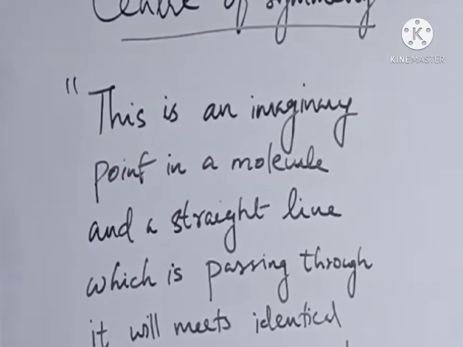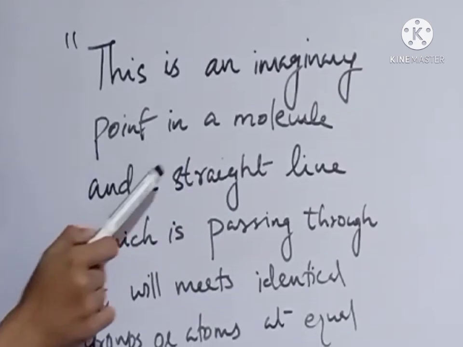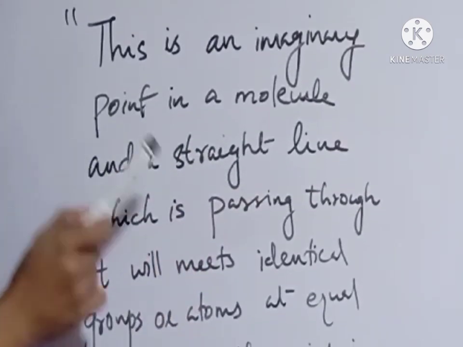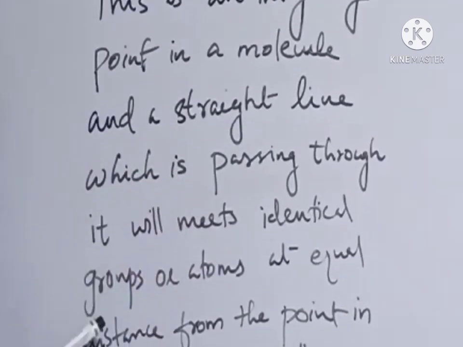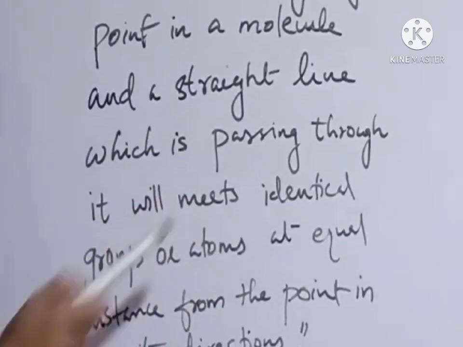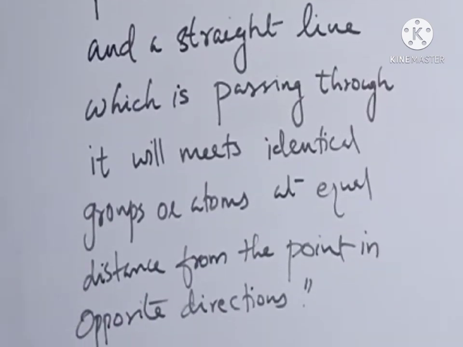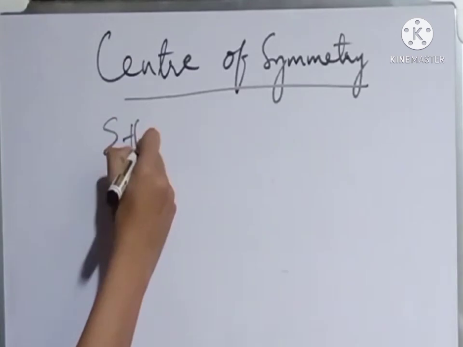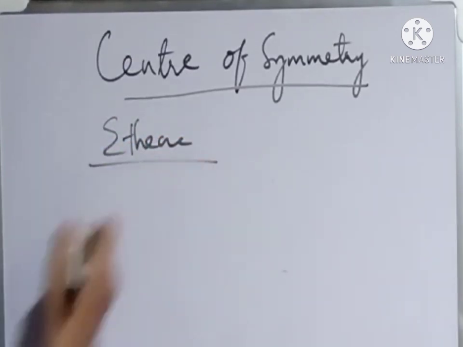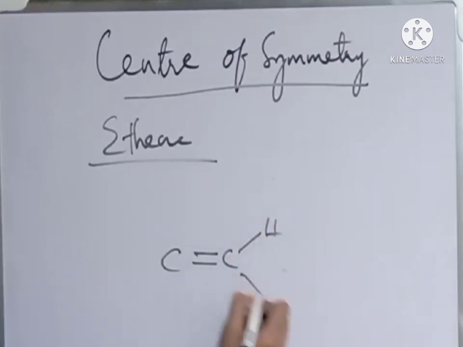We can define center of symmetry like this. This is an imaginary point in a molecule, and a straight line passing through it will meet identical groups or atoms at equal distance from the point in the opposite directions. So to make it clear, consider an example. Here I am going to take ethene. The structure of ethene is like this.